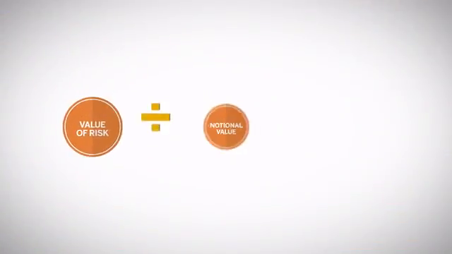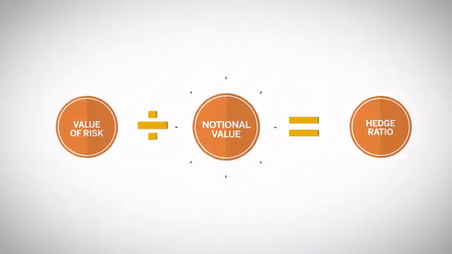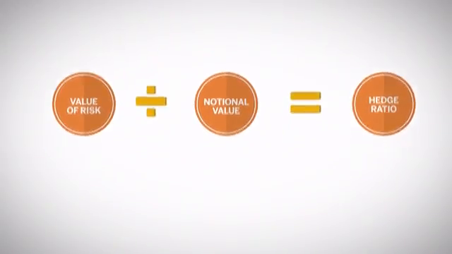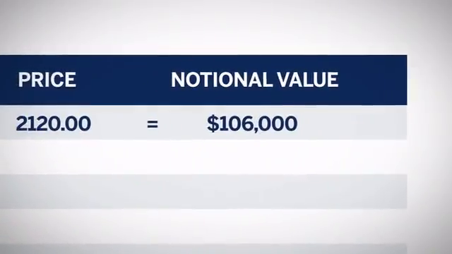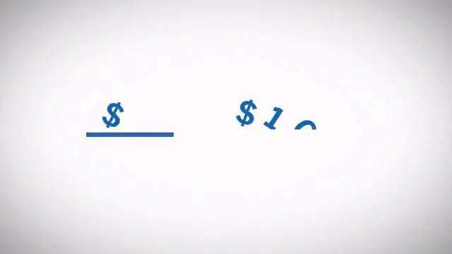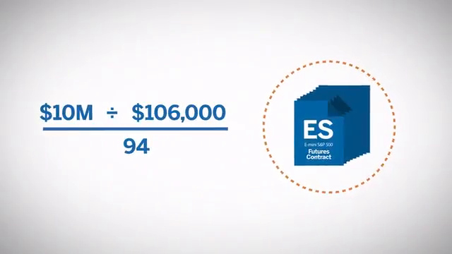A hedge ratio is determined by taking the value at risk, in this case $10 million, and dividing it by the notional value of the contract. Using our previous example of the E-mini S&P 500 futures with a value of $106,000, 10 million divided by 106,000, rounded to a whole number, equals 94 futures contracts.